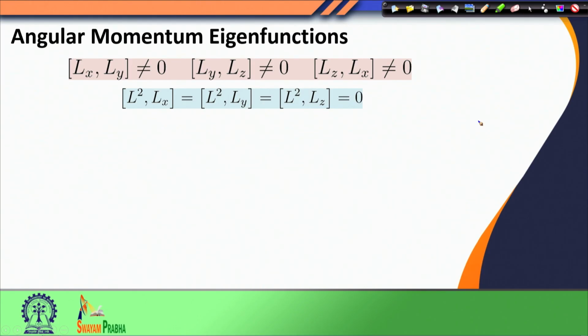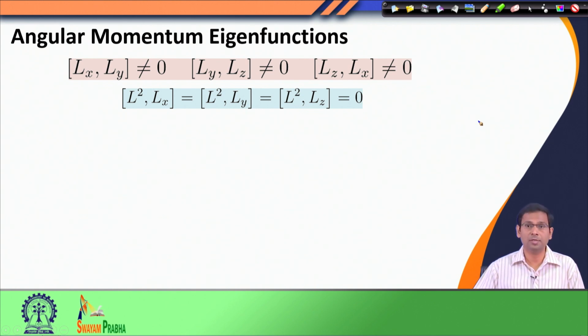Hello students, welcome to today's lecture. In the last lecture, we discussed the angular momentum operator. To refresh your memory, we saw that the angular momentum operator has three components Lx, Ly and Lz, and these three operators Lx, Ly, Lz do not commute with each other.